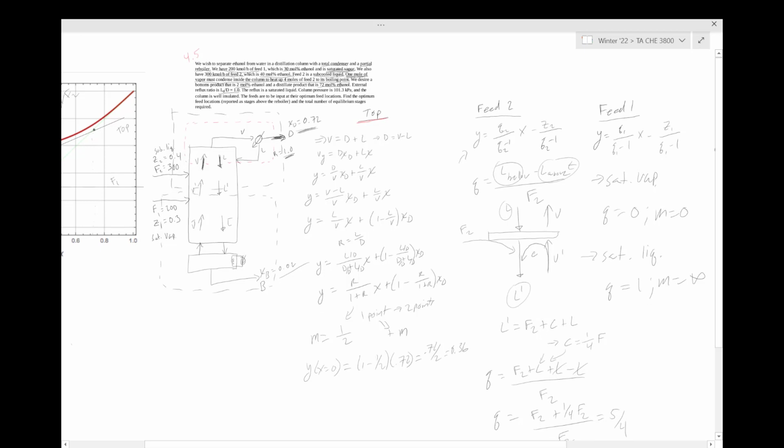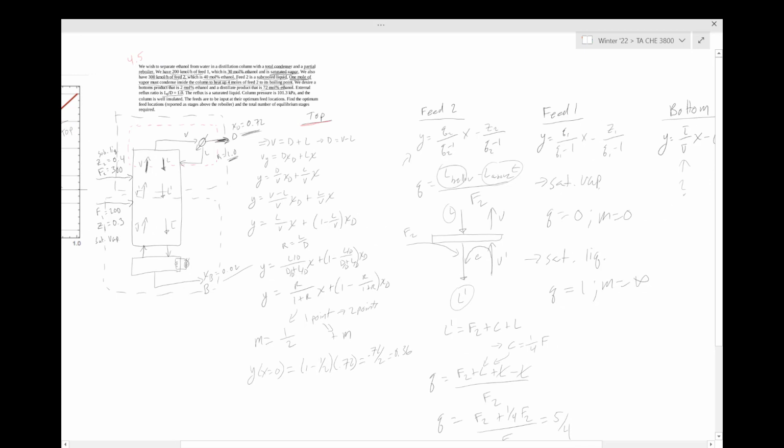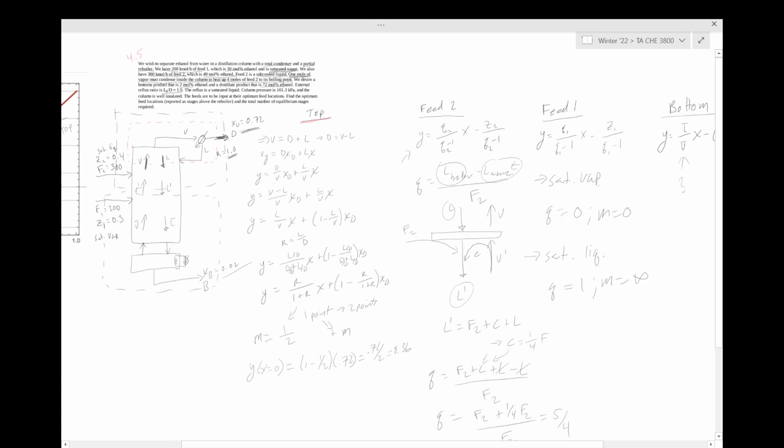The book decided to go over the top. So for the sake of being different, I'm going to show you how to do it using the bottom. Either way, whether you're doing it around the top half of the column or the bottom half of the column, you'll get the same answer. I'll show you that right here.